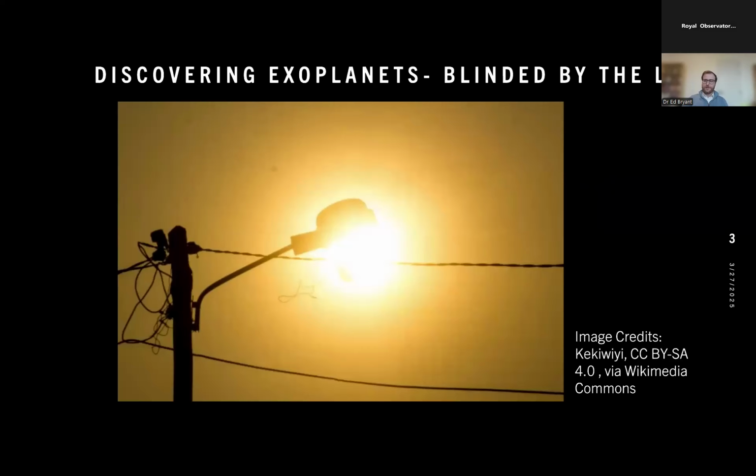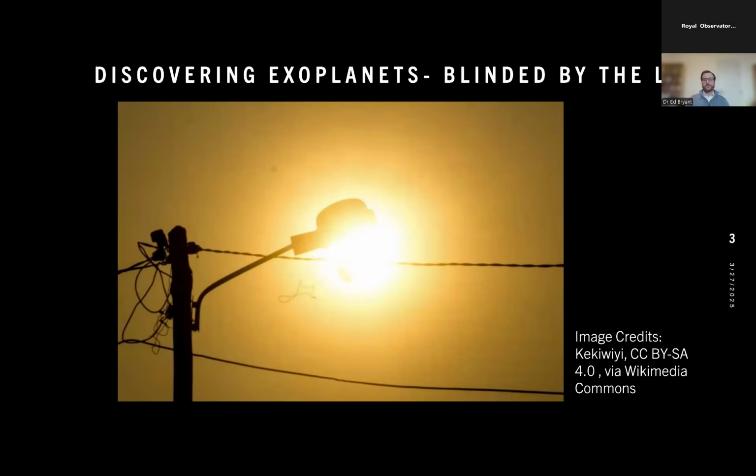The reason it's a bit harder is if we were to look at this image here of just a street lamp, and I was to tell you that there's a moth really close to this street lamp, you can't see the moth. The reason you can't see the moth is because of the glare from the lamp. The light is too bright and the moth is too close, and so the moth is just swamped out by the light, and you can't see anything there.